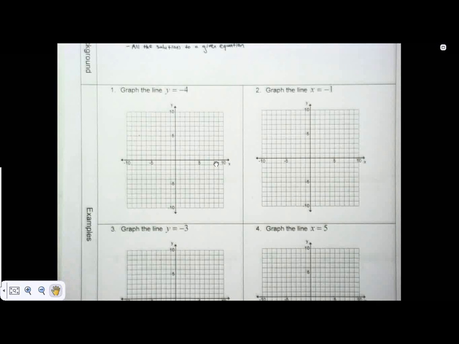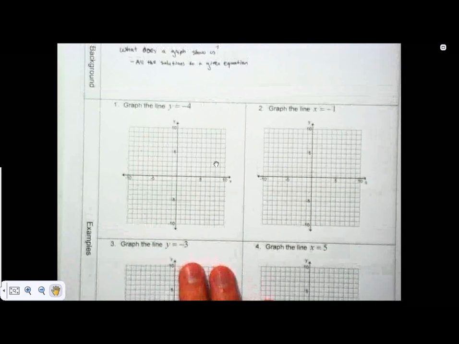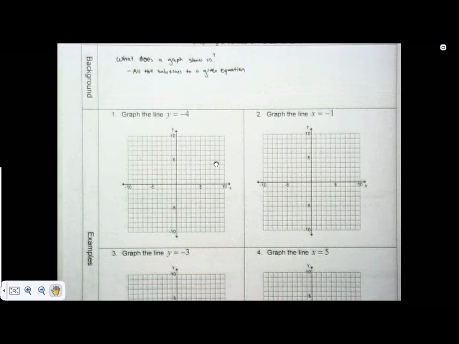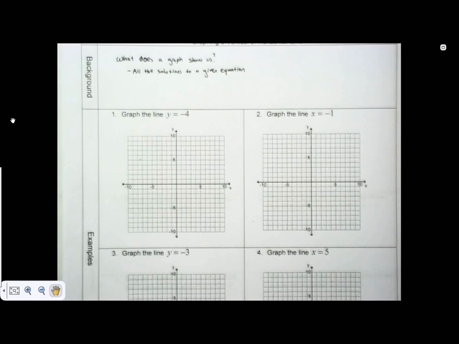Welcome. In this video, we'll be taking a look at how to graph horizontal and vertical lines. So to begin, again, I want to go back to what a graph really shows us. What a graph really shows us, and the reason why we do graphs, is that in a very elegant way, it shows us all the solutions to a given equation.